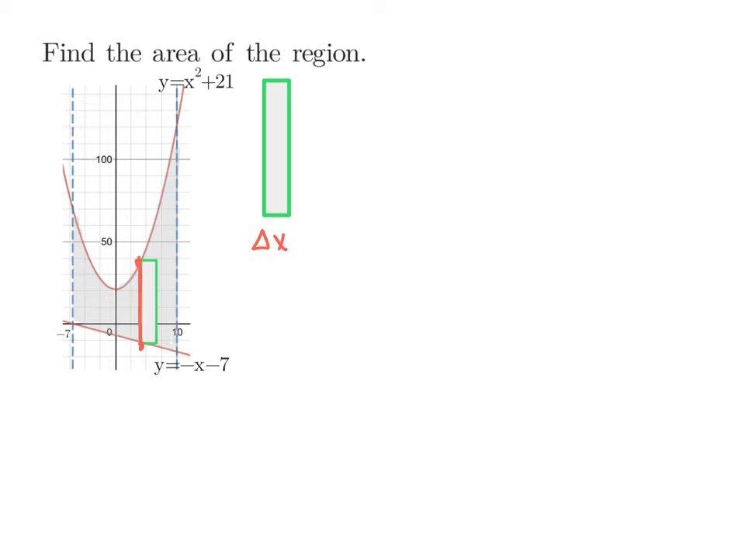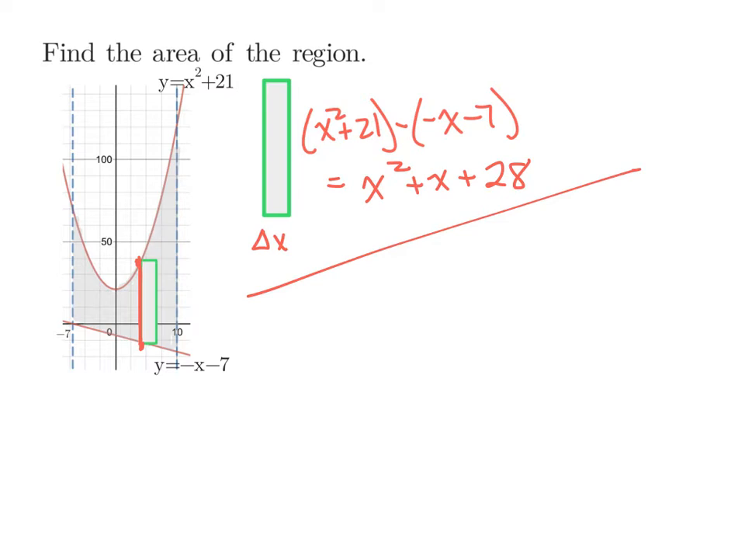And what we saw is to find that distance, we would have to take the big curve minus the little curve in terms of x. So our big curve is the x squared plus 21, and we're going to subtract the little curve, which is the line -x minus 7. When we simplify this all down, we'll end up with x squared plus x plus 28.